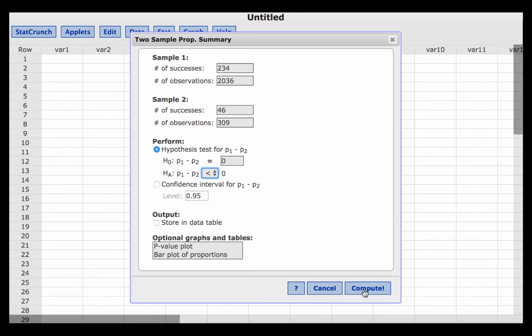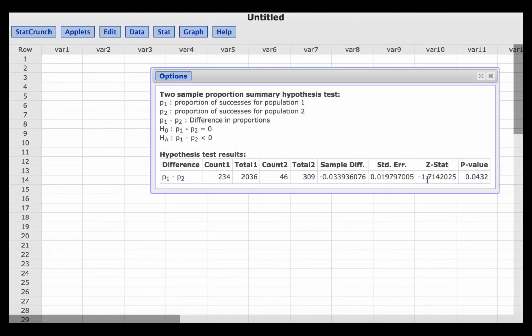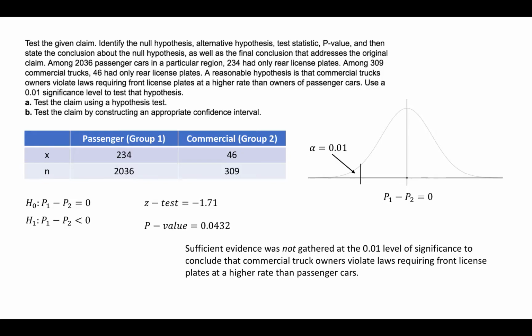Now click Compute. We find that the z-statistic is minus 1.71 if we round to 2 decimal places, and our p-value is 0.0432 if we round to 4 decimal places. So since the p-value is not less than alpha, we will not reject the null hypothesis. Therefore, our conclusion would be sufficient evidence was not gathered at the 0.01 level of significance to conclude that commercial truck owners violate laws requiring front license plates at a higher rate than passenger cars.